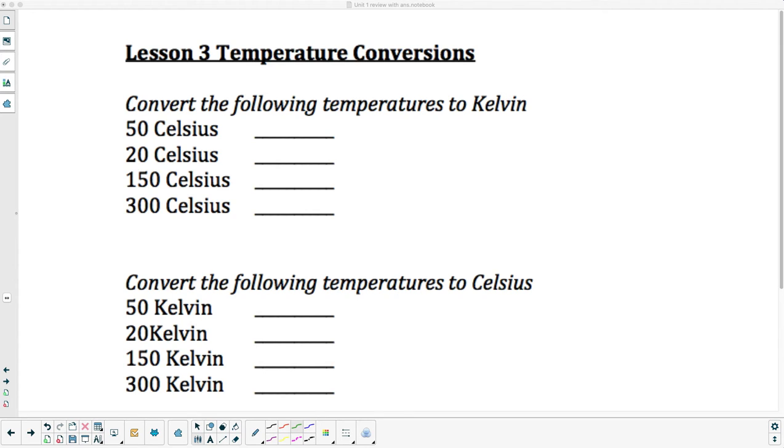Hey class, this is the third page of the review, starting with lesson 3, the temperature conversions. It says convert the following temperatures to Kelvin.